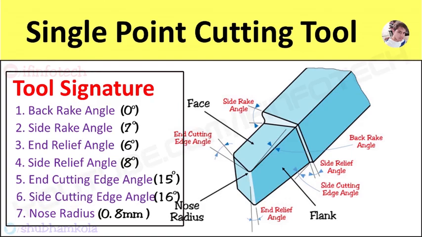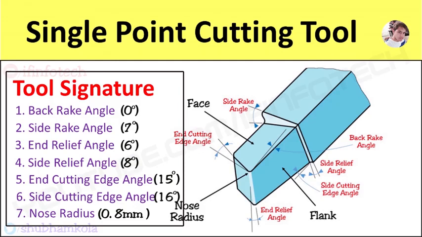So the next is tool signature for single point cutting tool. The convenient way to specify tool angles by use of standardized abbreviated system is known as tool signature. It indicates angles that a tool utilizes during the cut. It specifies active angles of tool normal to cutting edge.